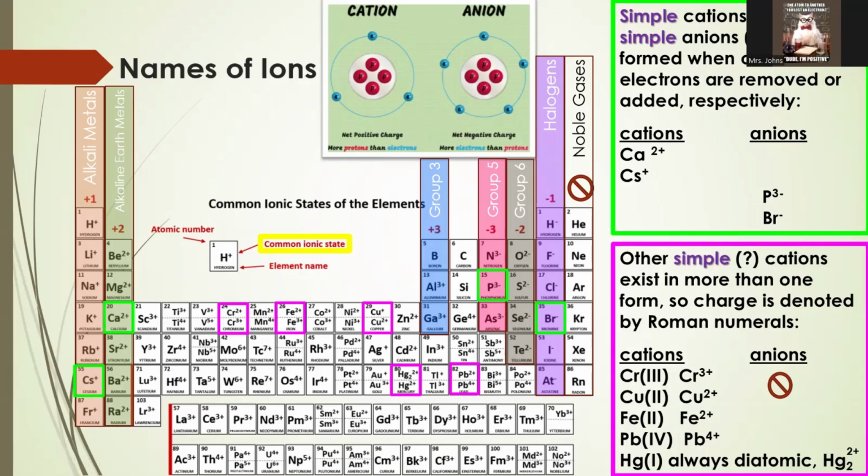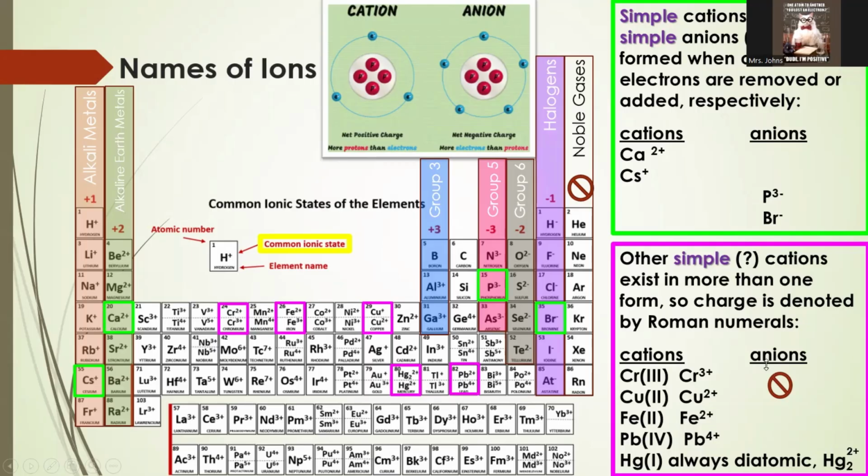So 2 1+s together. See that subscript right there? So Hg2. So it's diatomic. There's 2 of them, and each of them has a 1+. So a total of 2+. So it always appears with the subscript and the superscript. So that one's a weird one.